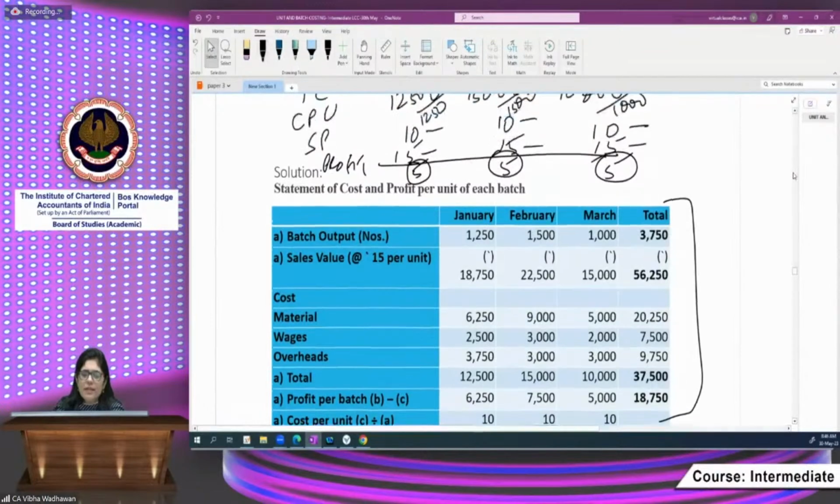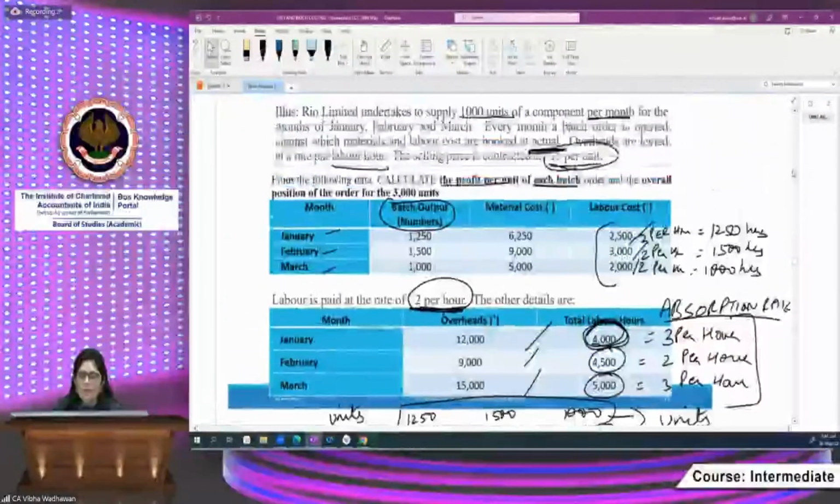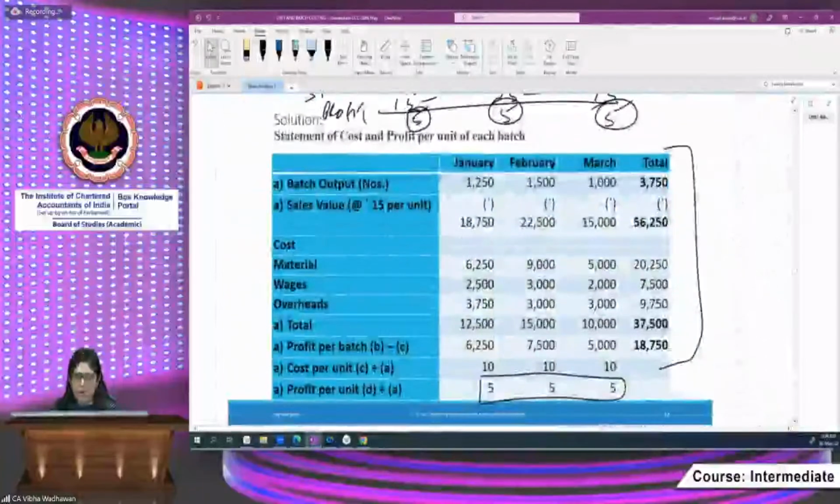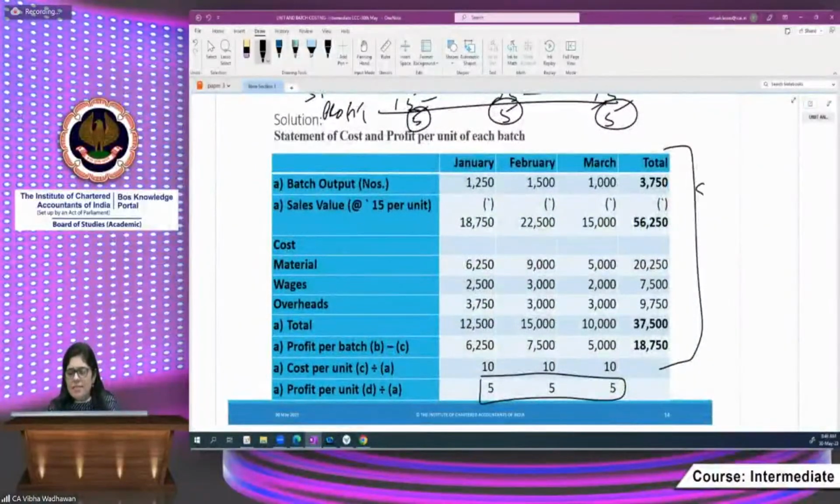So now what they're asking us, we have calculated the first part of the solution. Now you have to calculate the overall position of 3,000 units. They are telling us to calculate the overall position. All right. So overall means sales. Selling price is 15 into 3,000. So sales is 45,000. You have to calculate the overall position. All right. Not the breakup.